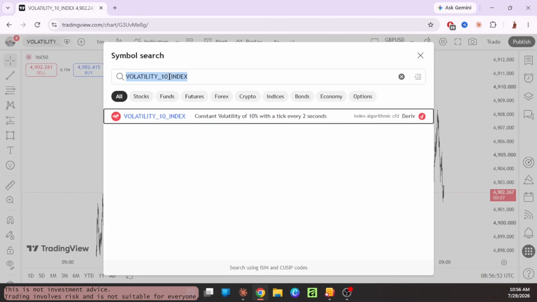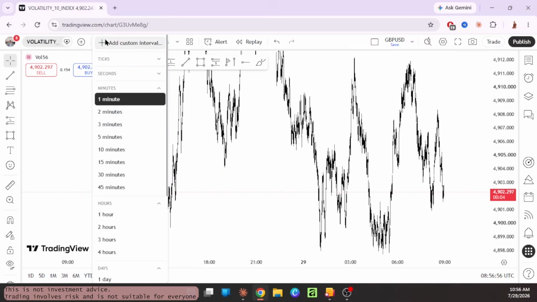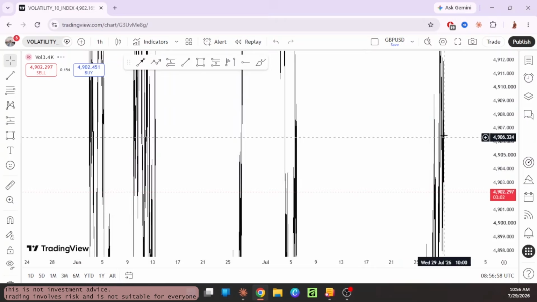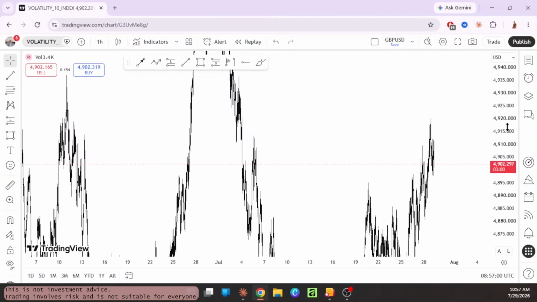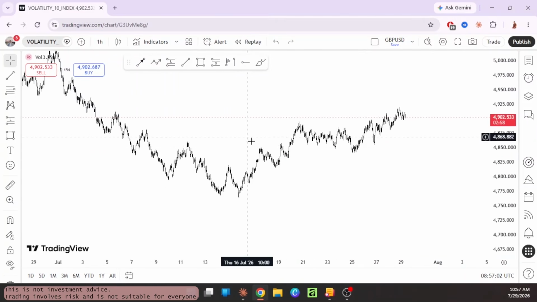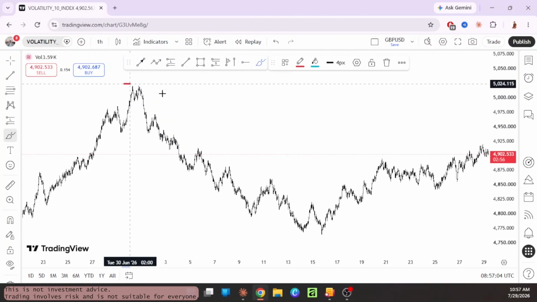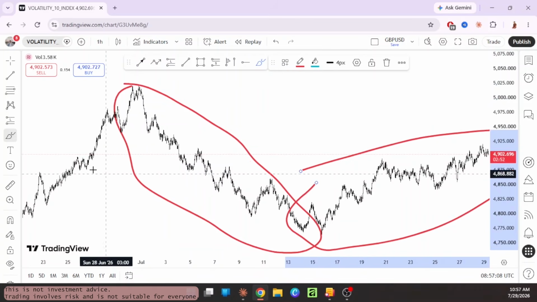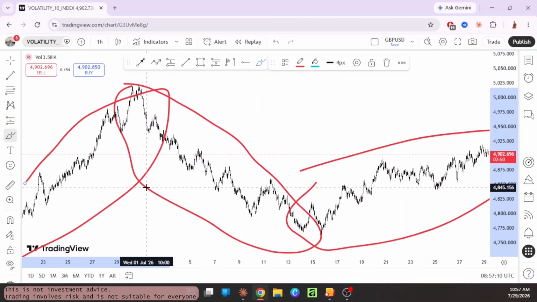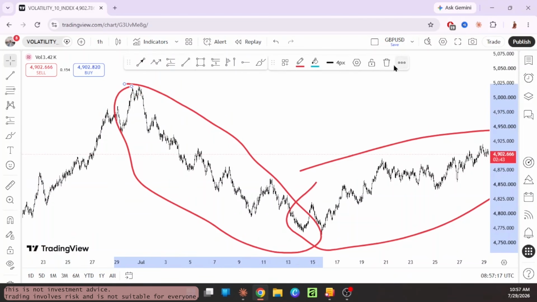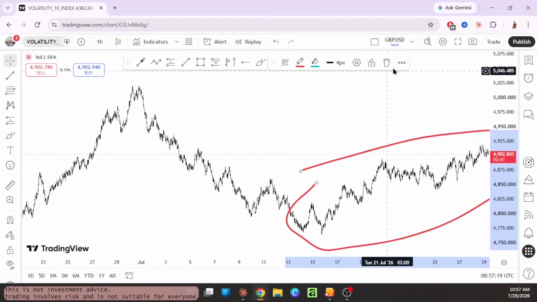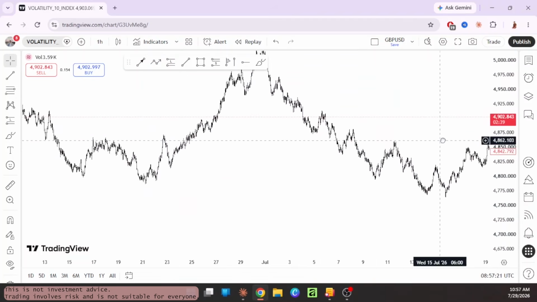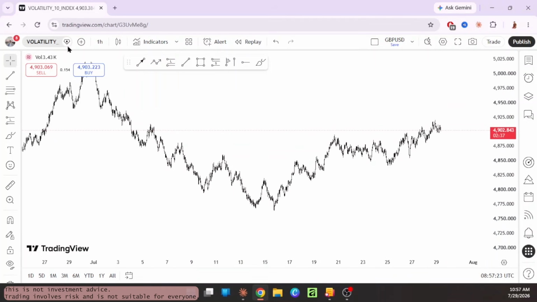So if I go to the volatility 10 index, for example, and go to the 1 hour time frame, what we are going to see is that this market makes very big moves, right? You can see how big this move is. You can also see how big this move is. So if you are someone who is trading with the trend, and if you can get into the right trend, you can follow it for a long period of time. Why? Because these swing moves are bigger.